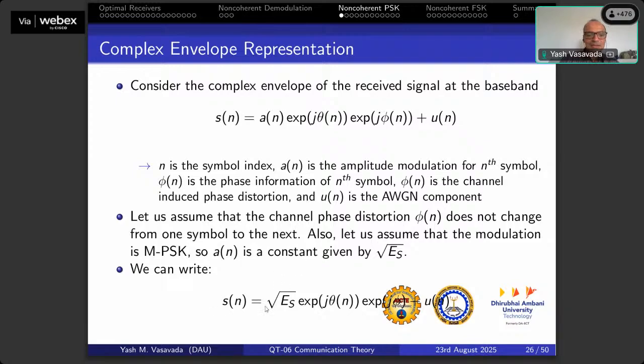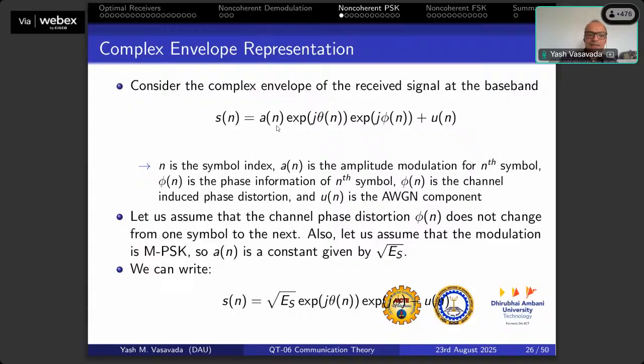Then I can write S of n in this manner. Dependency of phi over n went away because I'm just assuming that for two consecutive symbols, phi is constant. A of n, I got rid of it, replaced it by square root of ES because that also doesn't change with symbol index n.